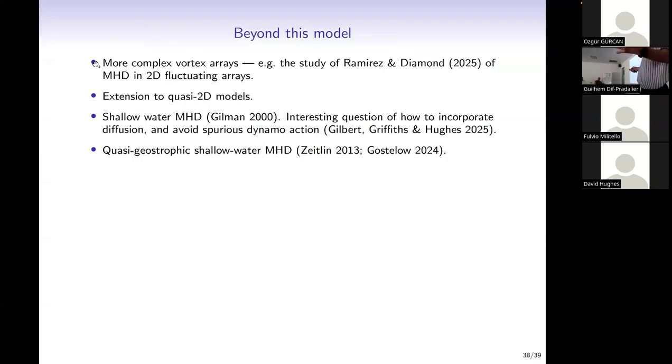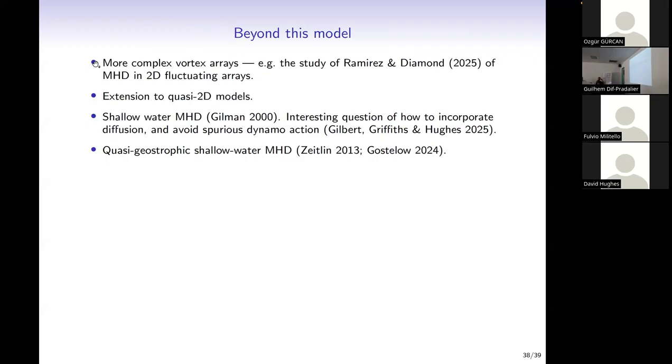In terms of astrophysical applications, you might say 2D is a bit restrictive. Now, there are 3D examples of flux expulsion, those convective cells I showed at the beginning. But one might imagine that there are valid models which are quasi 2D. In particular, there is a nice model of so-called shallow water MHD, derived by Peter Gilman in 2000.